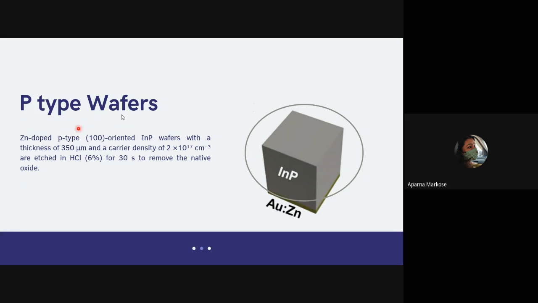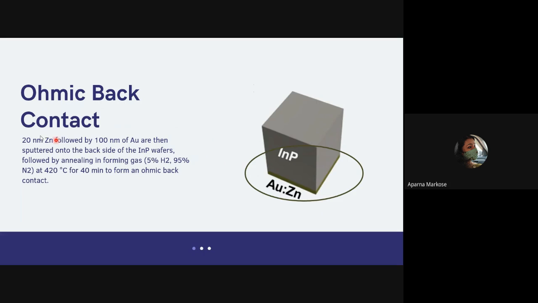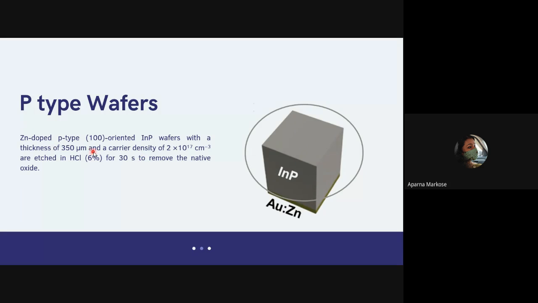And p-type, the second thing we have to discuss is the p-type wafer. This is also a zinc-doped p-type, where indium phosphide is doped with zinc. The thickness of it is 350 micrometer. You can see this is in the nanometer scale, which is why this is so small comparatively. So this is in micrometer.